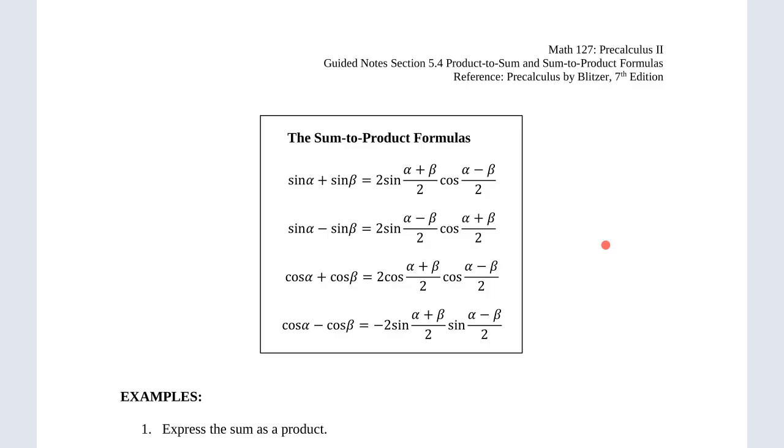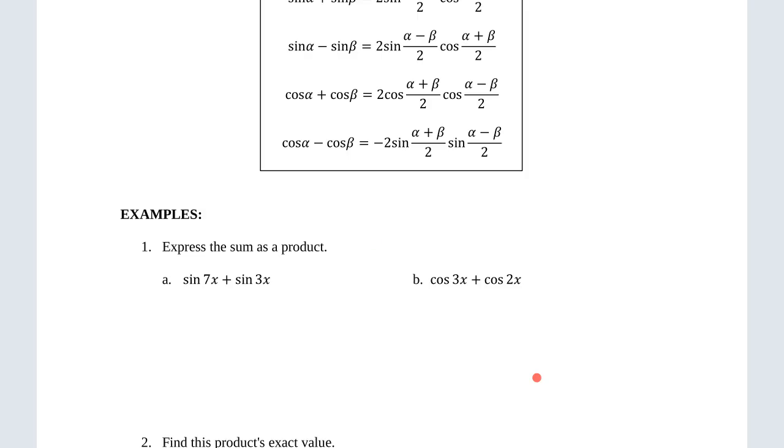One thing I want you to notice is that all four formulas involve common steps. The first is to find the sum of the angles. Second is to find the difference of the angles. Then divide both results by 2. That pattern appears repeatedly throughout all four formulas. So let's go ahead and try the example here.